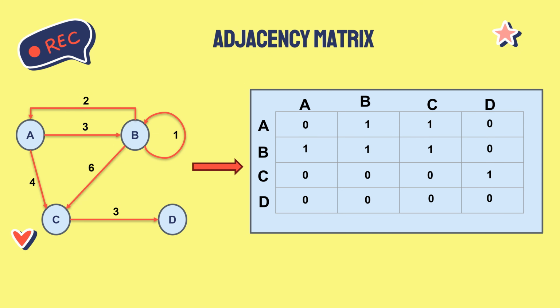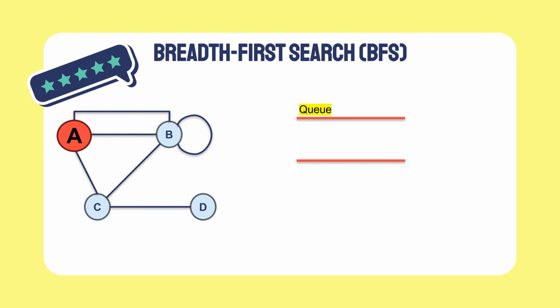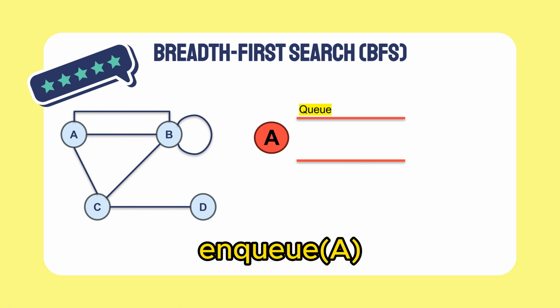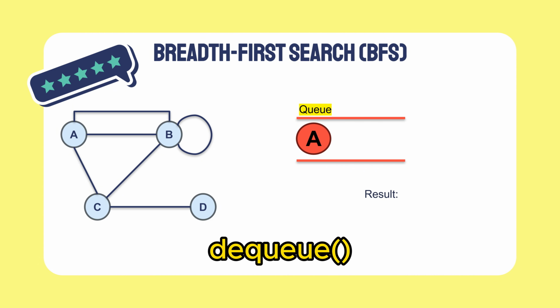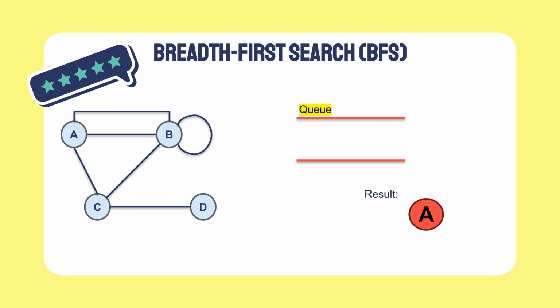Now, let's move on to the graph traversal algorithms. The first one we will discuss is breadth first search. Let's start with node A. First we insert node A into the queue. Since the queue follows the FIFO rule, we immediately dequeue node A, making it the first node in our result. Now our result list starts with node A.